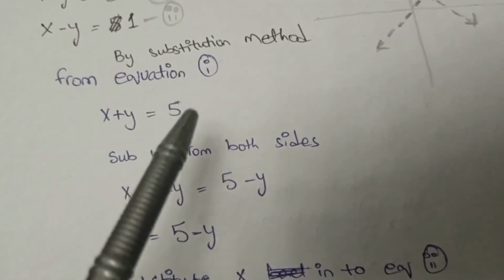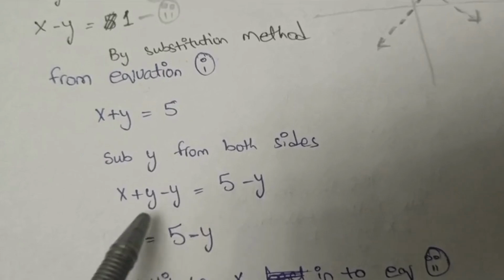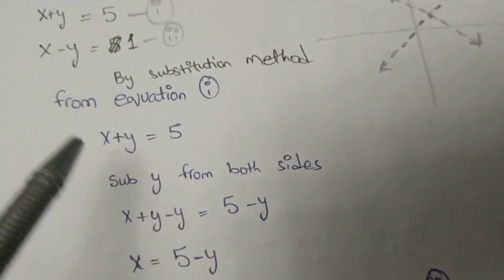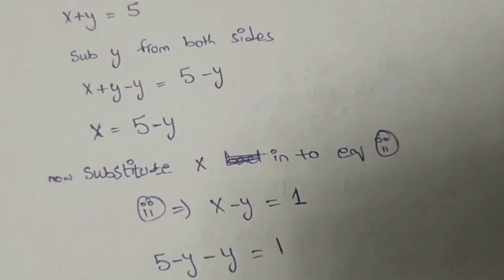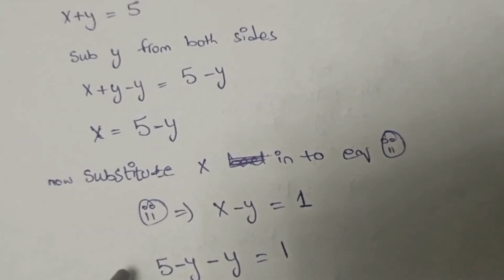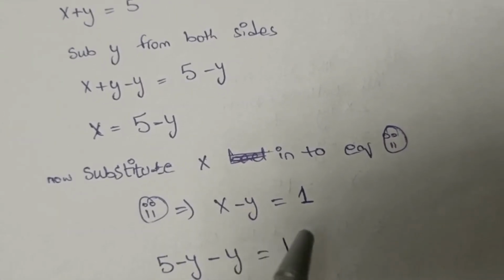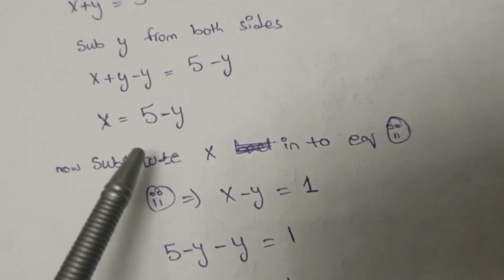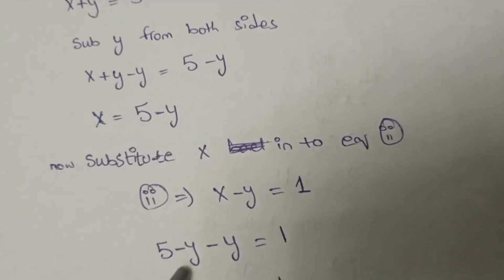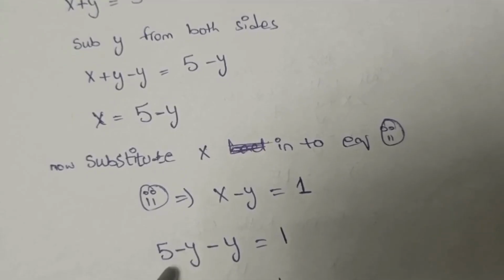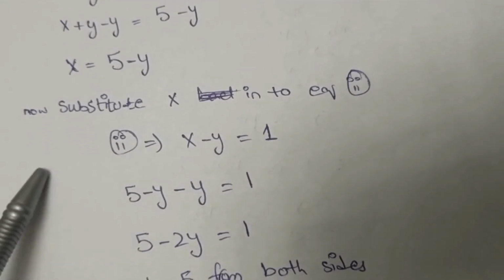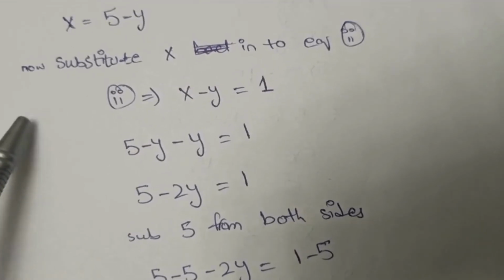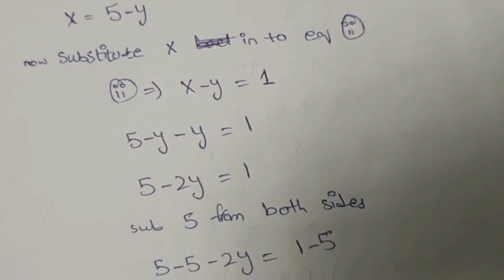Since I used equation 1 to get the value of a variable, I am going to put the value of x into the other equation, that would be equation 2. So now substitute x into equation 2. Equation 2 was x minus y is equal to 1. By putting the value of x, which is 5 minus y, the equation becomes 5 minus y minus y is equal to 1. Minus y minus y is going to be minus 2y. 5 minus 2y is equal to 1.